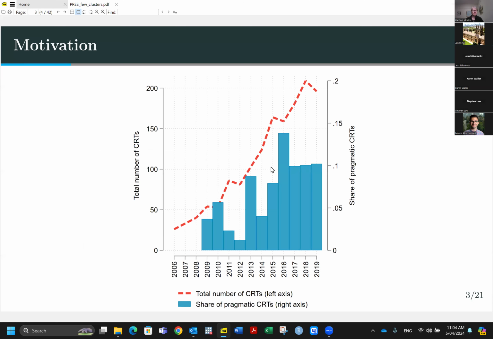All right, so this is a motivation, and this figure shows two time series. One red line shows an increasing number.